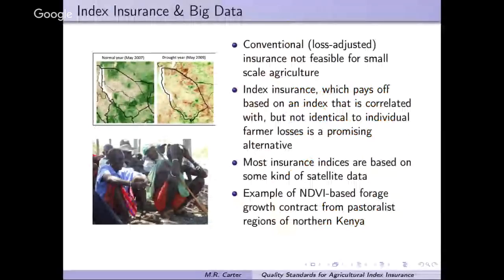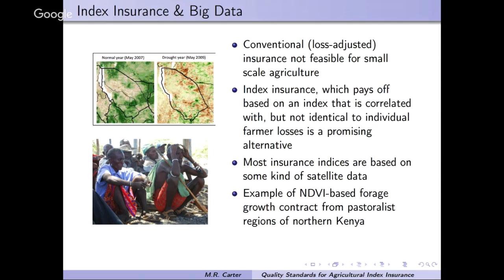First off, let me make sure we have a common understanding of what I'm going to refer to as index insurance. When we think about conventional insurance, or what I call here on the slide loss adjusted insurance, that's insurance where, when the farmer has a loss, he then calls the insurance company and they send someone out to investigate the loss to make sure that it's a true natural disaster and not the farmer not taking care of his or her crops. For small scale farmers, that kind of loss adjustment simply is not cost effective. It costs too much money to send a person out to investigate what's happened to a small scale farmer. We have plenty of evidence that doesn't work. A lot of countries tried that in the 1970s and 1980s and created disasters of their own.